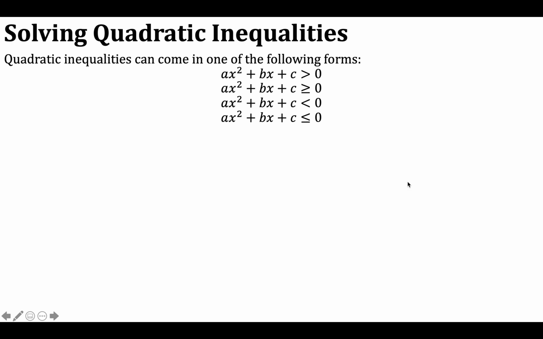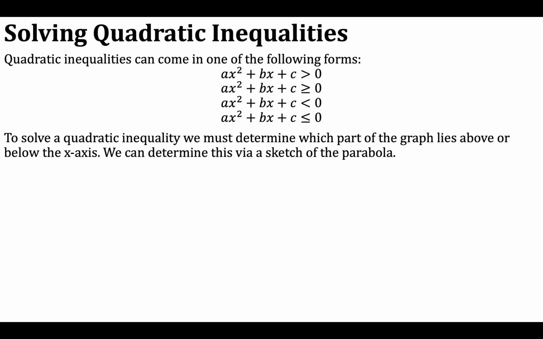And in order to solve a quadratic inequality, we need to determine which part of the graph lies above or below the x-axis. So obviously when it's greater than 0 or greater than or equal to 0, that's where it lies above the x-axis. And when it's less than 0 or less than or equal to 0, that's where it lies below the x-axis. And we can determine this via a sketch of the parabola.